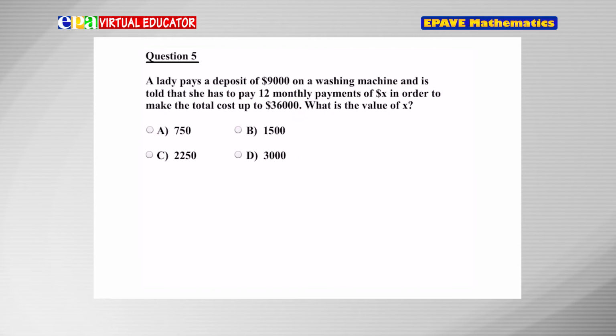A lady pays a deposit of $9,000 on a washing machine and is told that she has to pay 12 monthly payments of X dollars in order to make the total cost up to $36,000. Is the value of X A, B, C, or D?